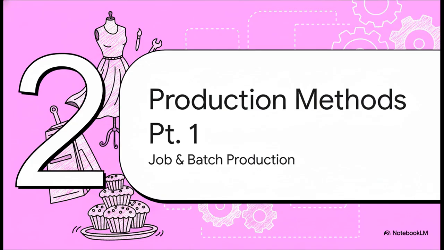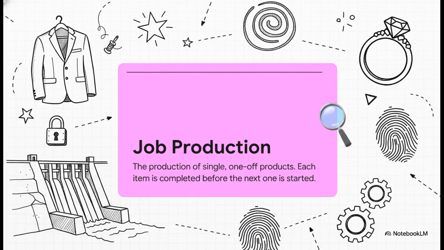Right, let's move on and see how these big ideas, labor versus capital, translate into actual, specific production methods. We'll start with the most customized approaches first. First up is job production. And this is all about uniqueness. We're talking about making things one at a time, often to a customer's exact specifications.